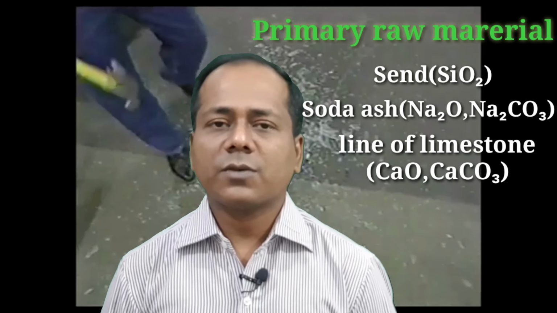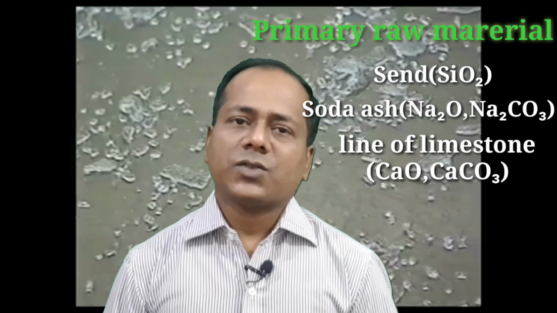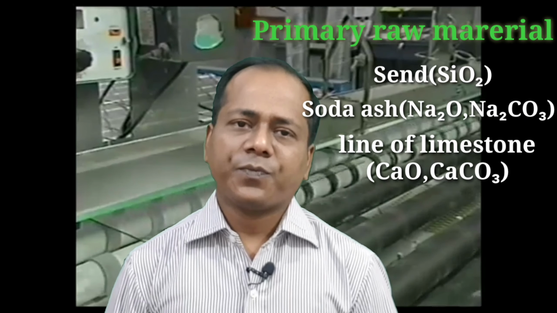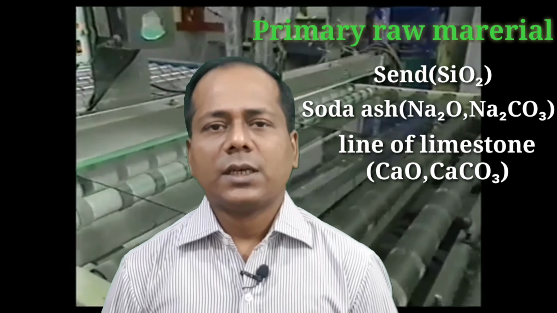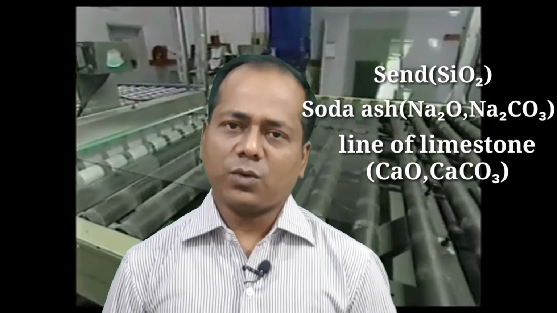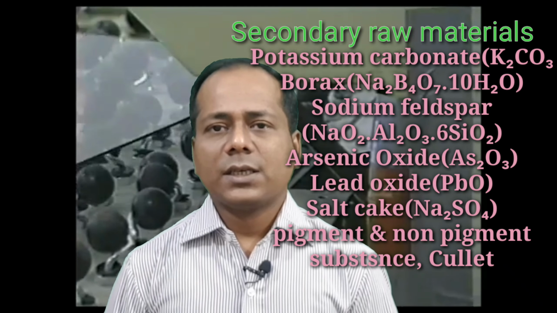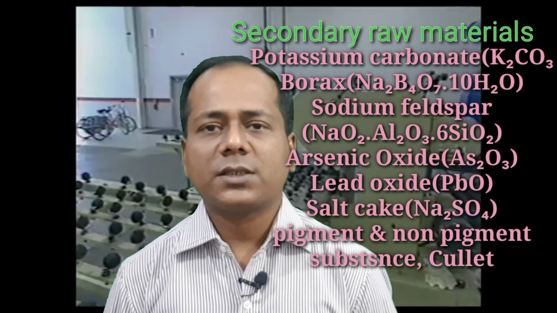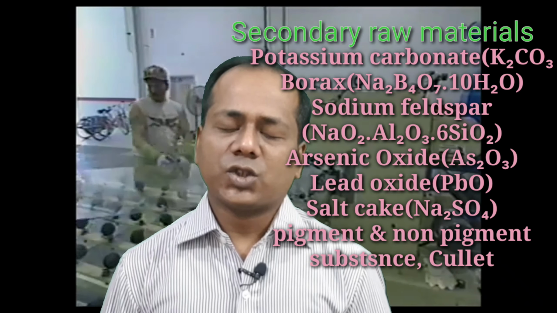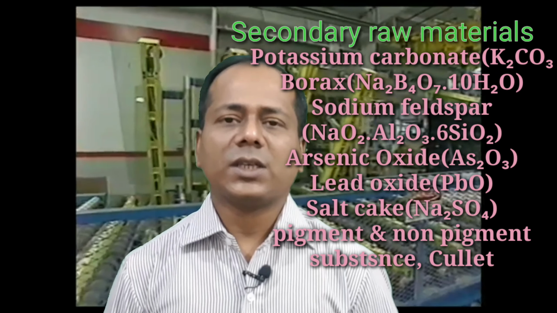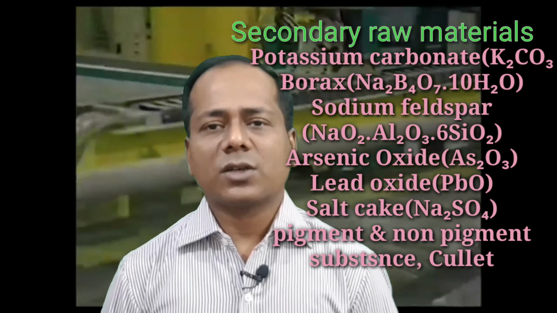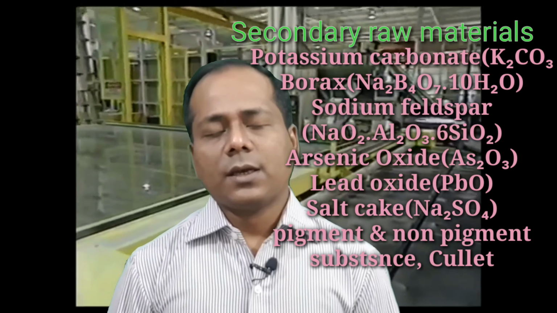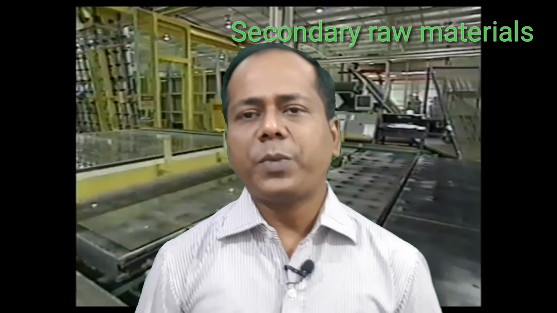Primary raw materials of glass are sand or silica, soda ash, and lime or limestone. Secondary raw materials of glass are potassium carbonate, borax, sodium feldspar, arsenic oxide, lead oxide, salt cake, pigment and non-pigment substances, and cullet.